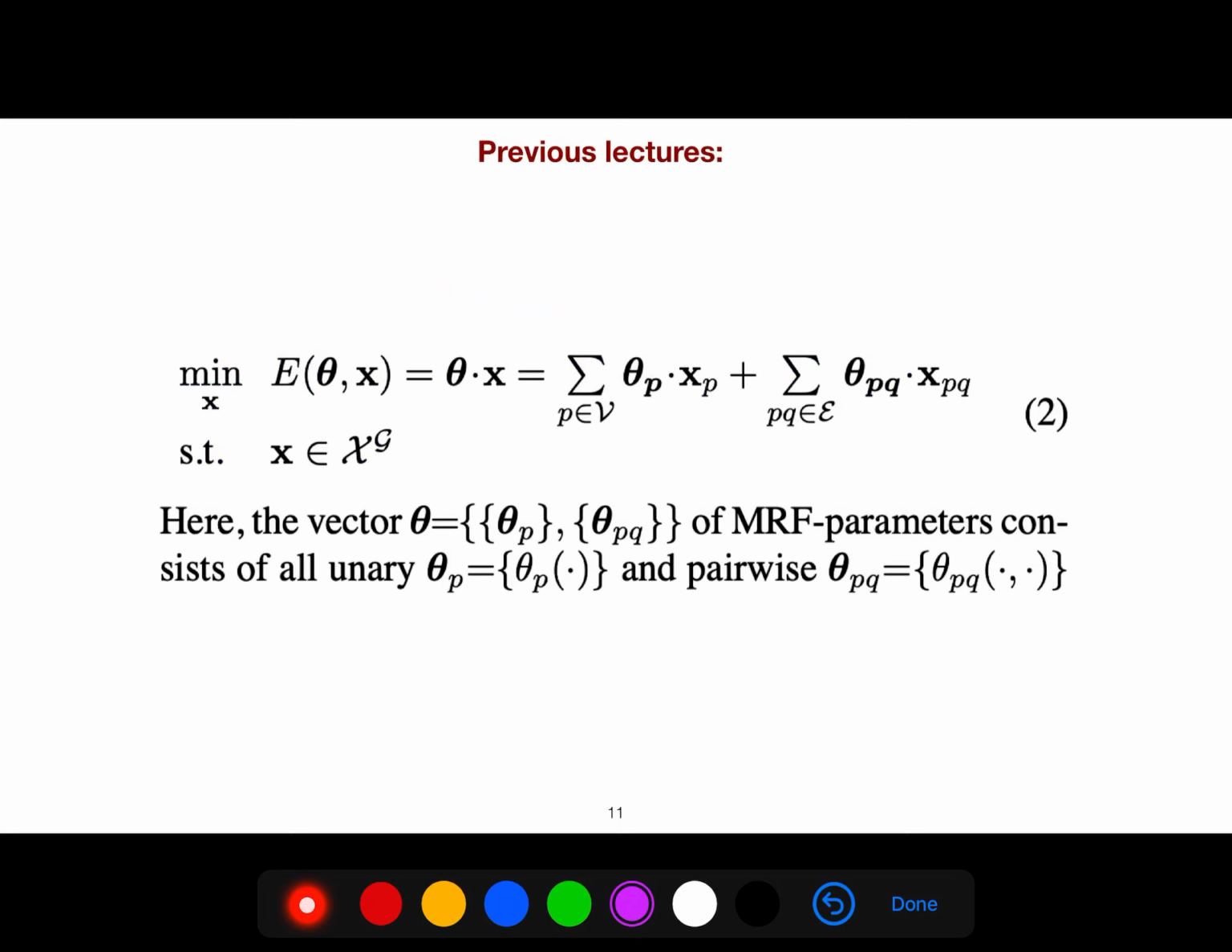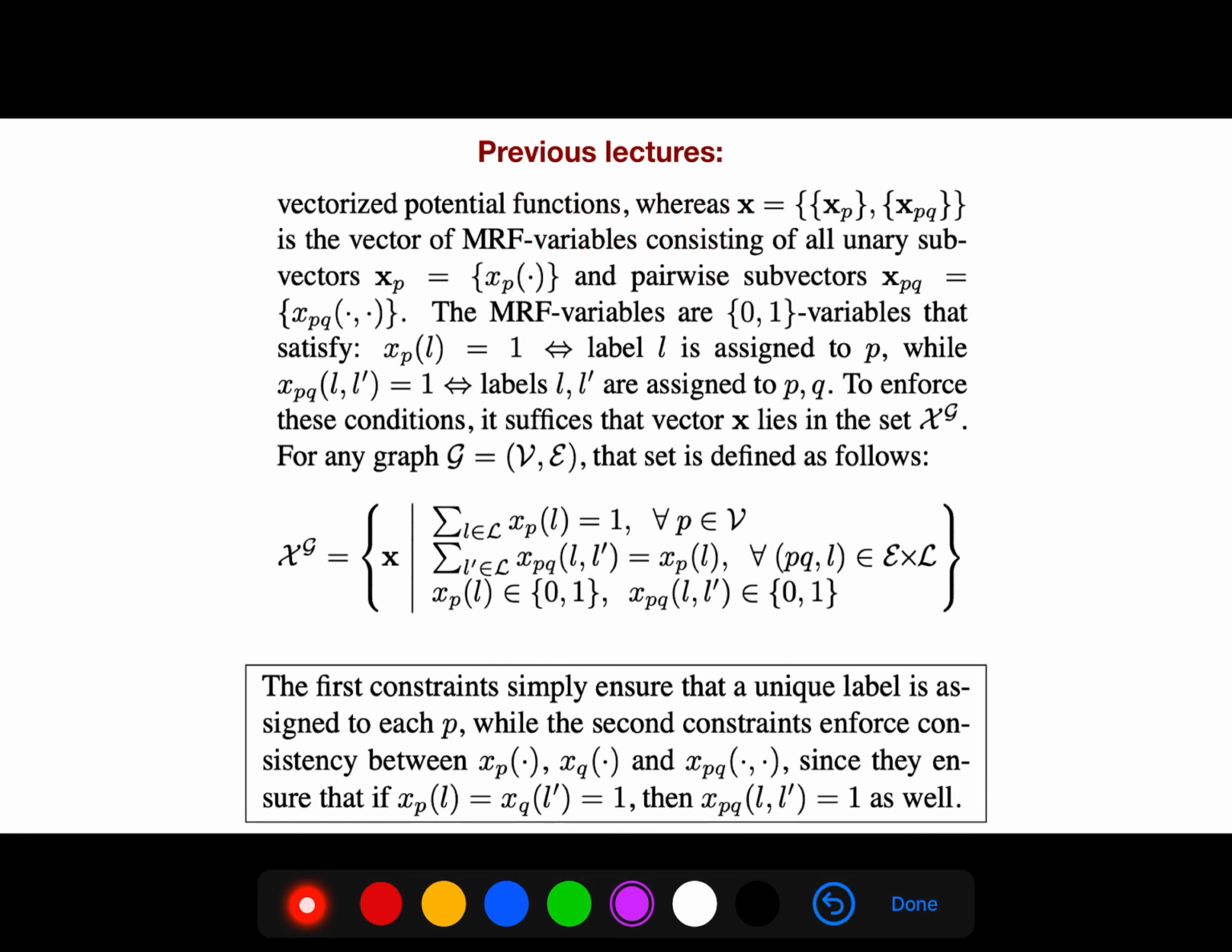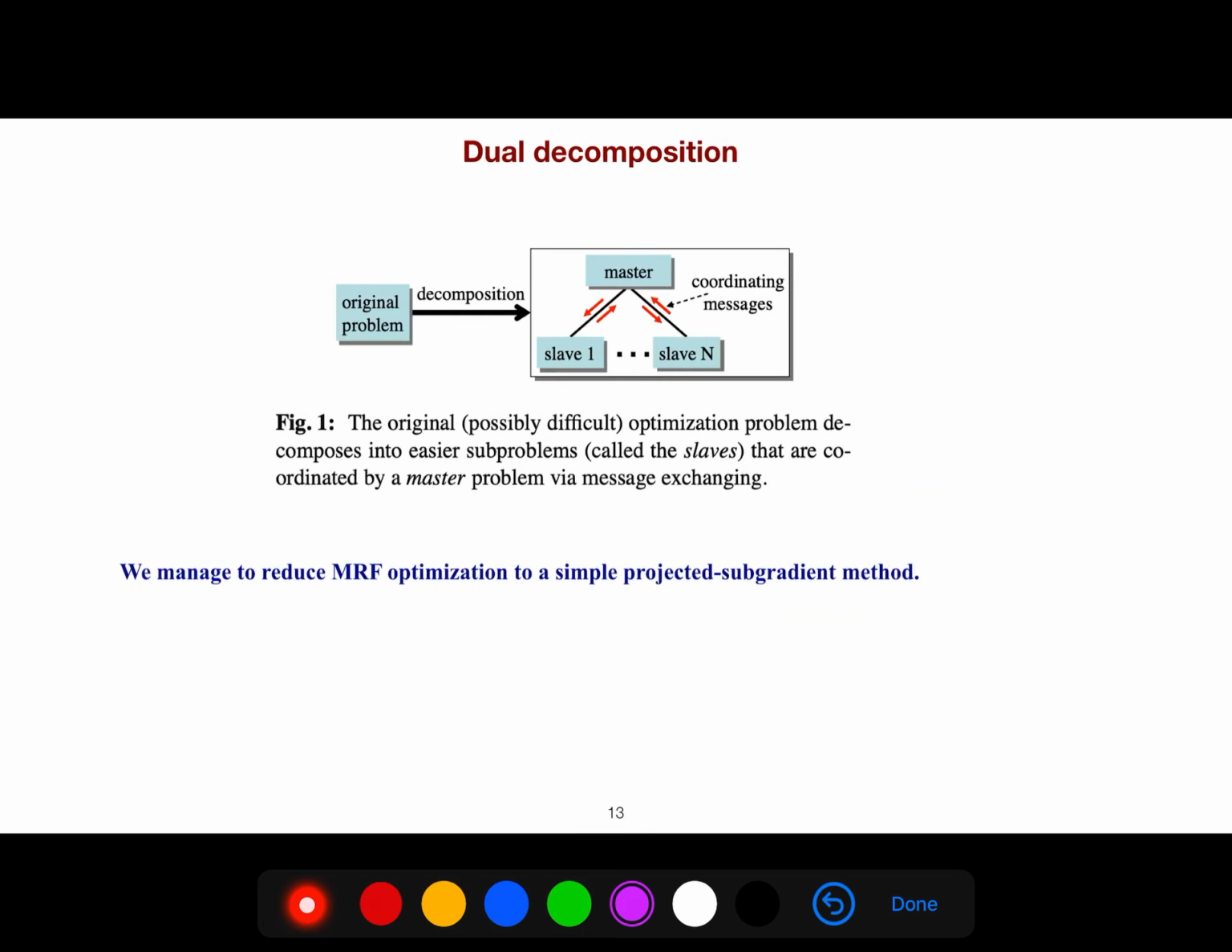So in the previous lecture, you saw that we want to minimize this energy, or let's say to find the parameters of the Markov random field, and the MAP assignment of the Markov random field. And these are the constraints that we need to know for consistency. I've explained why we need them. And that is the master and slave configuration. So this picture is from this article. And so the coordinator knows how these subproblems are related to each other.